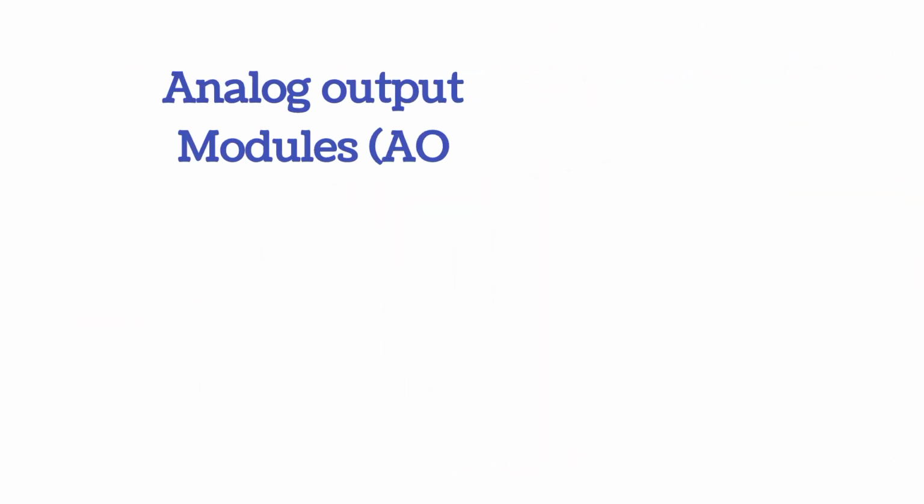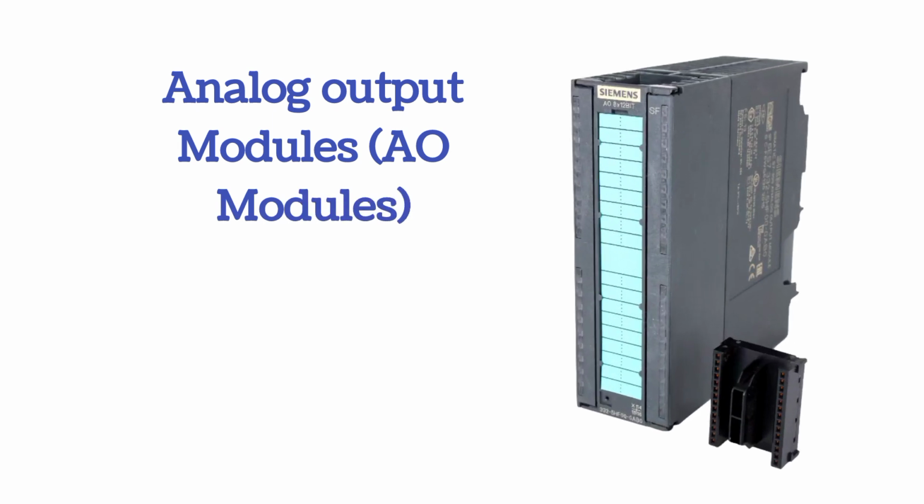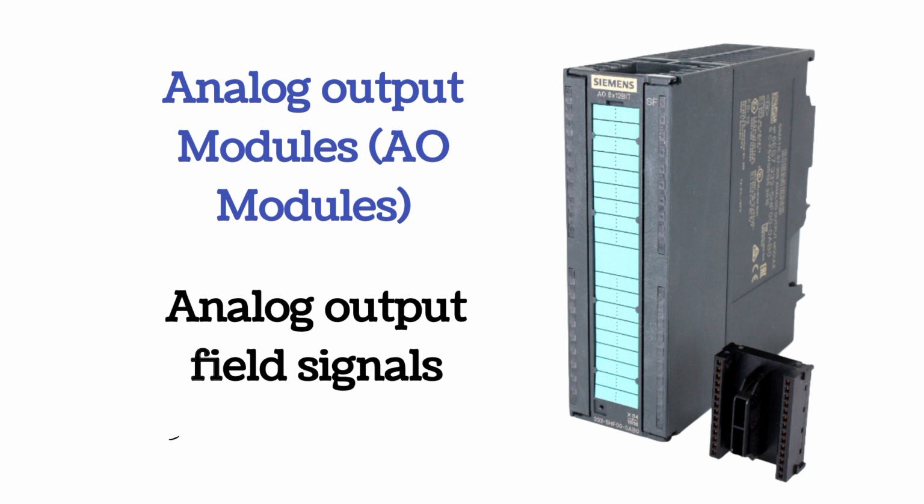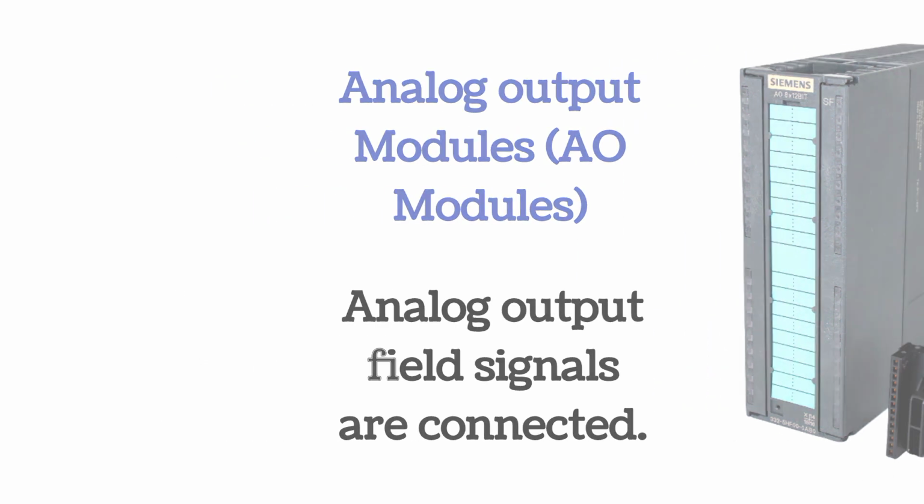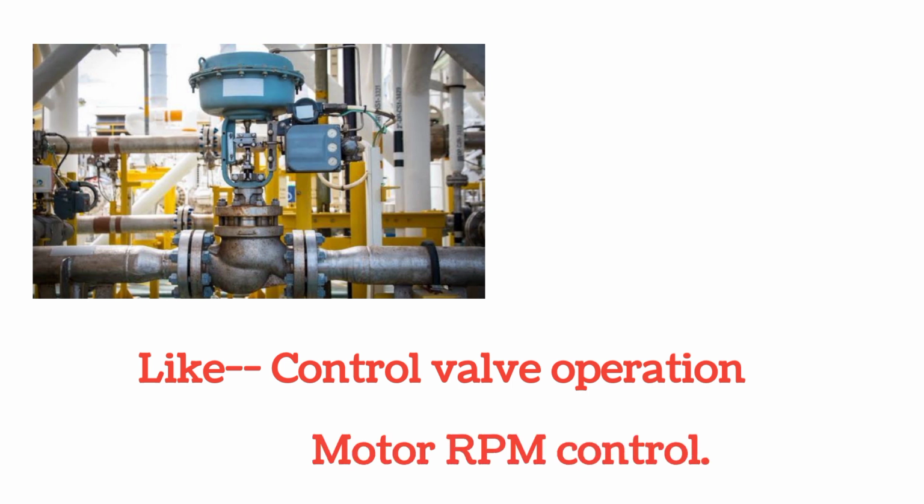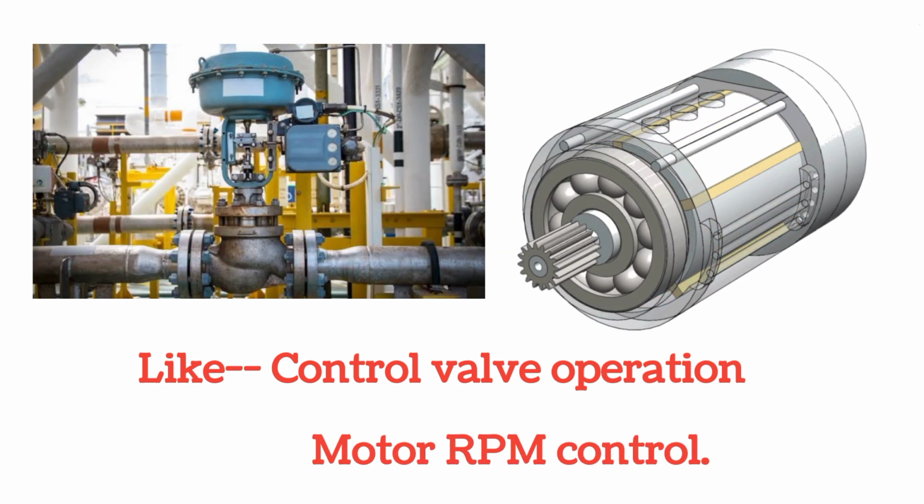The third one is analog output modules, also known as AO modules. Analog output field signals are connected in AO modules. AO module is shown in the image. For example, control valve operation, motor RPM control. These are the analog output signals and are connected in AO modules.